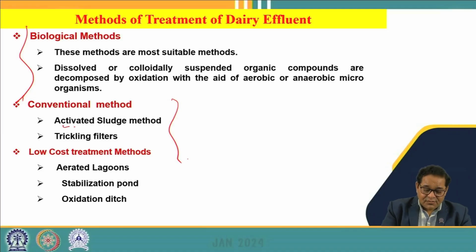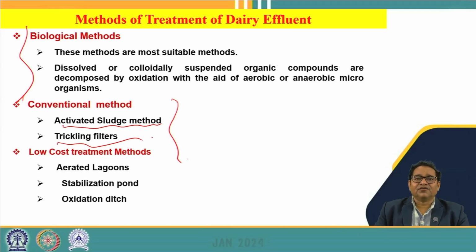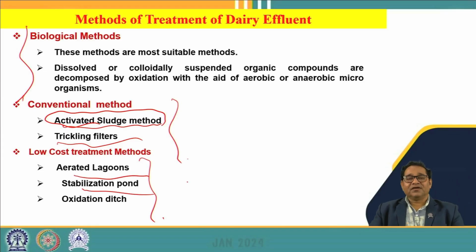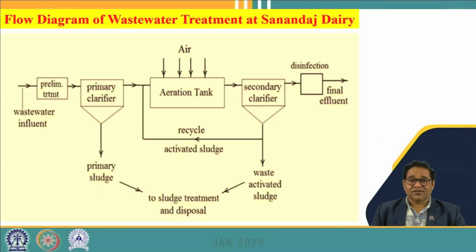Here mostly the activated sludge process and trickling filters are used, and among low cost treatment processes, aerated lagoons, stabilization ponds, and oxidation ditches are the major preferred treatment processes in industries. This basically describes the wastewater treatment system.